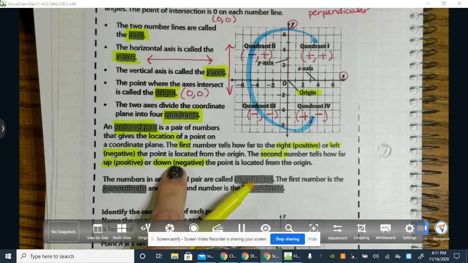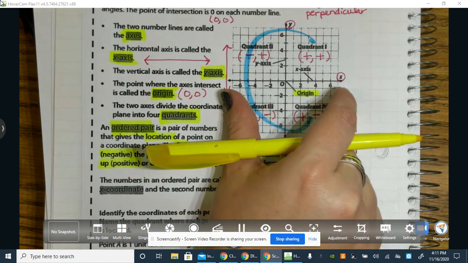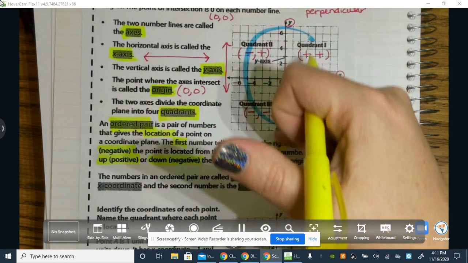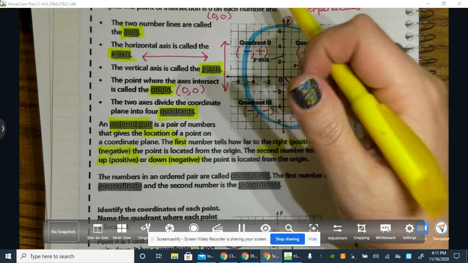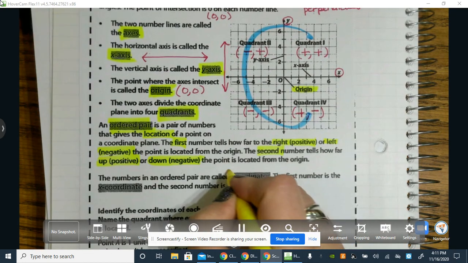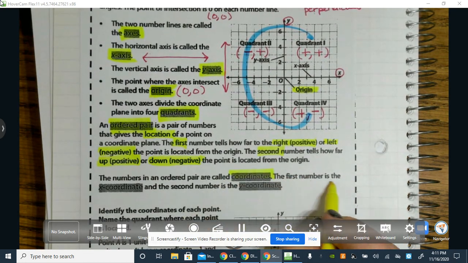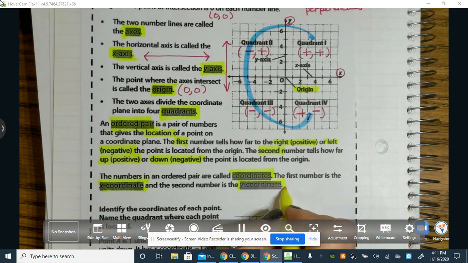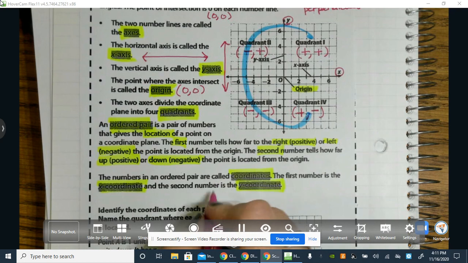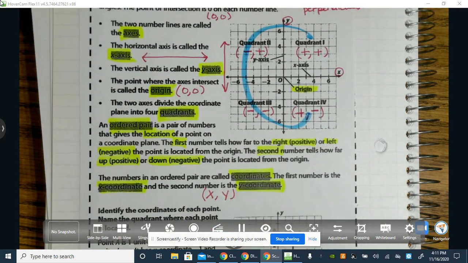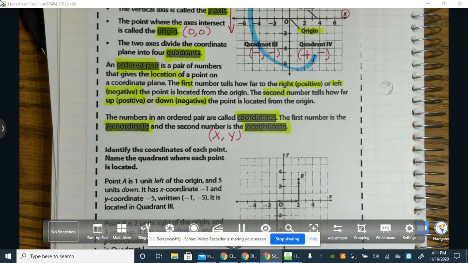Just like if we turn the horizontal number line vertical, everything to the bottom of 0 is negative, everything above 0 is positive. So the numbers in an ordered pair are called coordinates. The first of the coordinates is your X coordinate, and the second is your Y. So always remember that. You have your X first and then Y. Just like in the alphabet, X comes before Y. X is first in the ordered pairs.